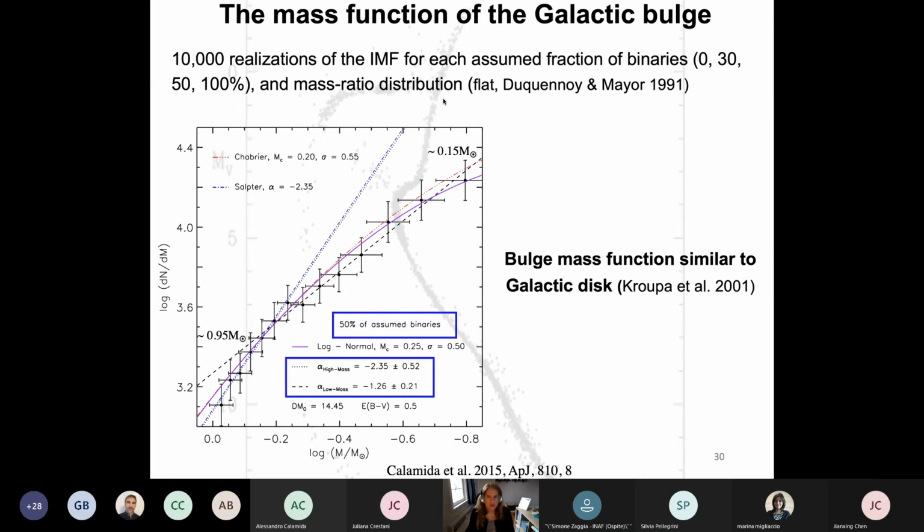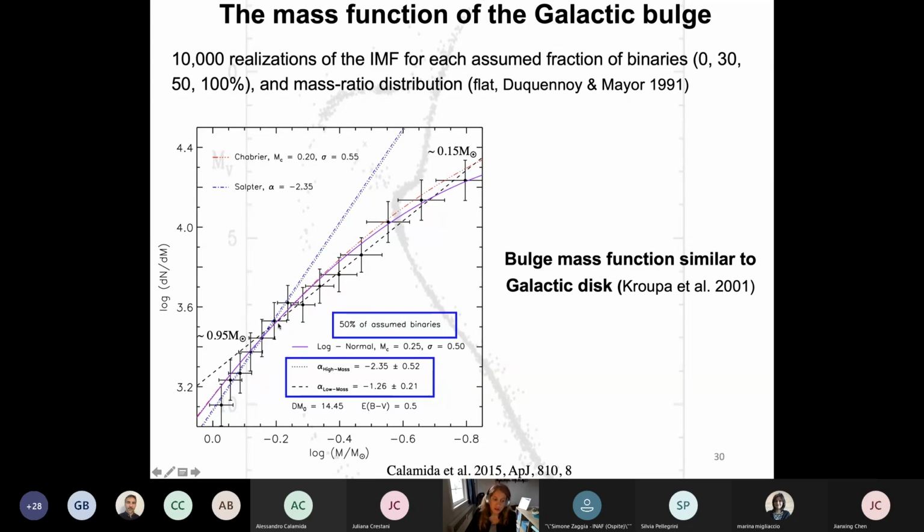We use a flat distribution or a Duquennoy-Mayor binary mass ratio distribution. In this particular plot, we assume the presence of 50% of binaries in the bulge, which is quite similar to the binaries that are present in the galactic disk, 50%. And I think this was for a flat binary distribution, if I'm not wrong. And as you can see, we plot some very well-known mass functions, the Salpeter and Chabrier.